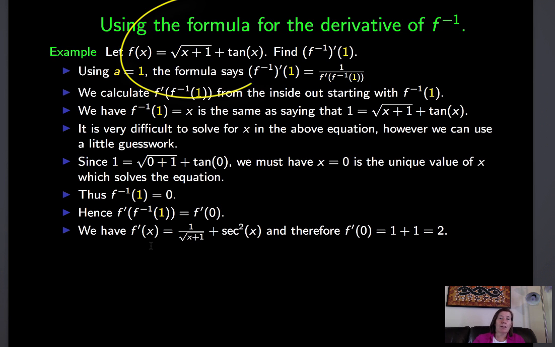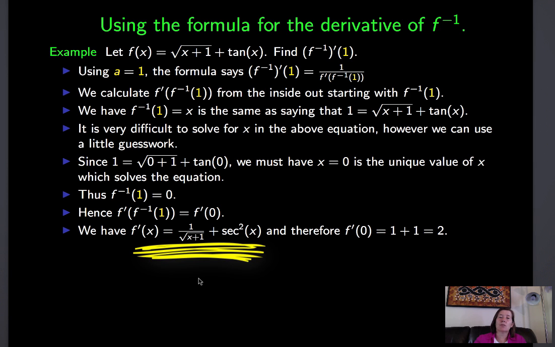f prime of x I find by differentiating the formula for f of x. So I have 1 over the square root of x plus 1 plus secant squared of x is f prime of x, and therefore f prime of 0 is what I get when I plug in x equals 0 here. So it's 1 over the square root of 1 plus secant squared of 0, which is 1, and so f prime of 0 is 2.